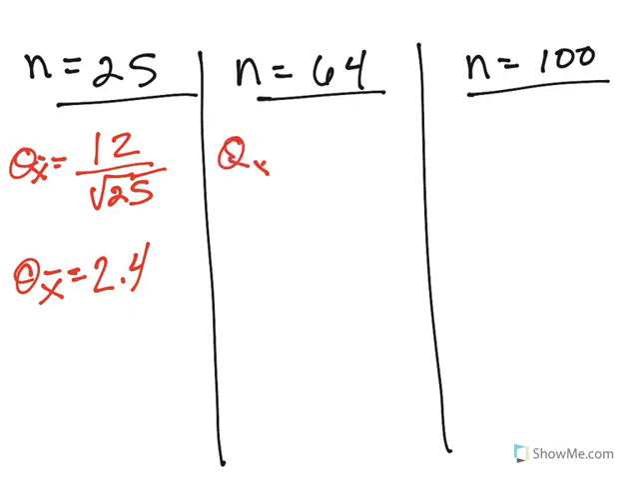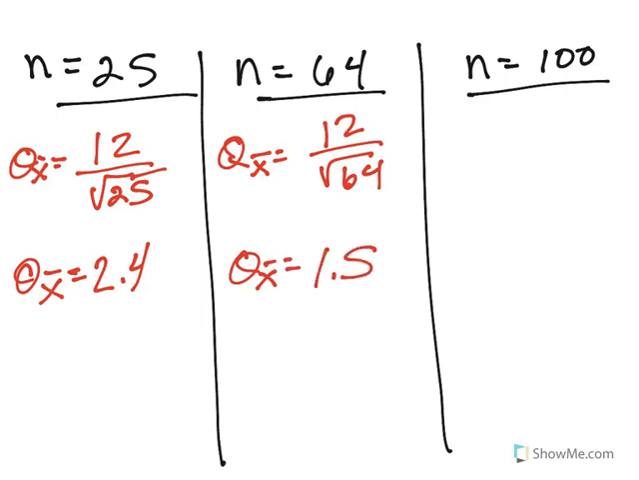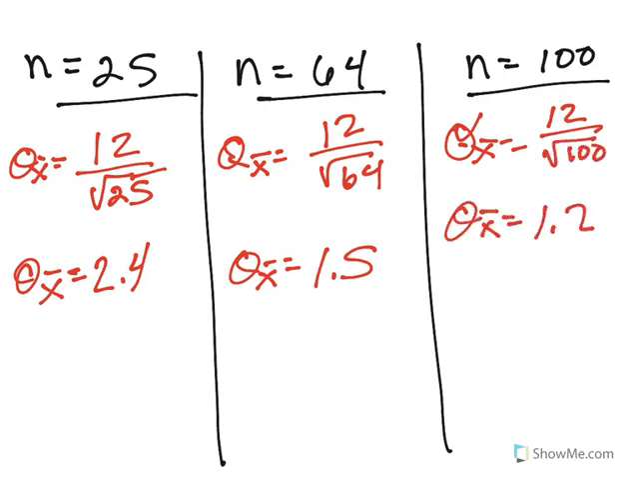Okay, so now let's do that again, except now let's use the square root of 64, and that gives us 1.5. So you can see as my sample size increases a little bit, my standard error gets lower. Now let's do it one more time. 12 divided by the square root of 100, and that gives me 1.2. So you can see clearly as the sample size increases, the standard error decreases, the spread gets smaller.